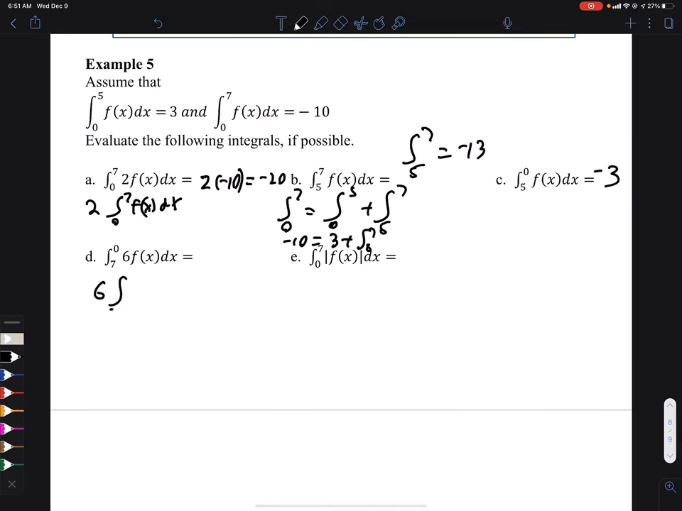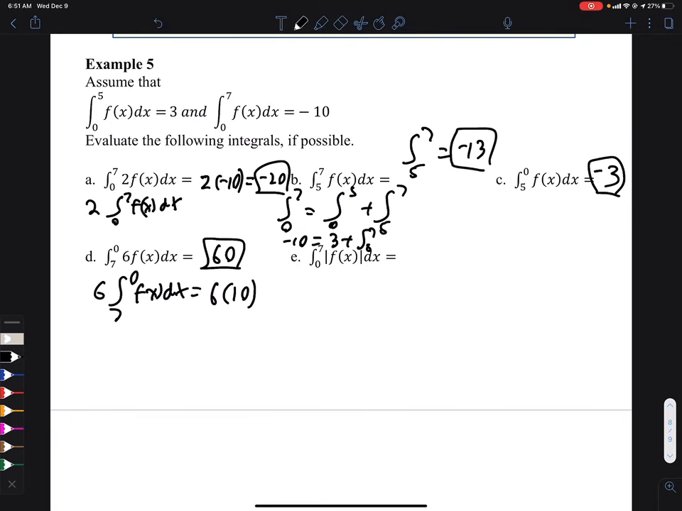5 to 0 is the opposite. Constant, I pull the constant out. What is this? 7 to 0. Well, 0 to 7 is negative 10. So 7 to 0 is going to be opposite. It's going to be positive 10. So that's 60.